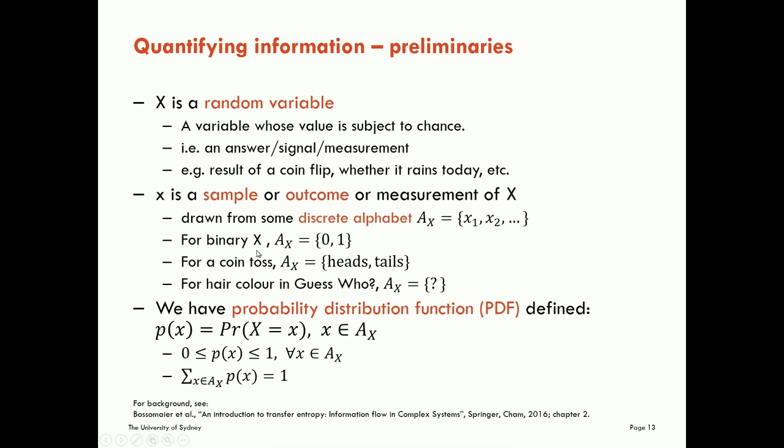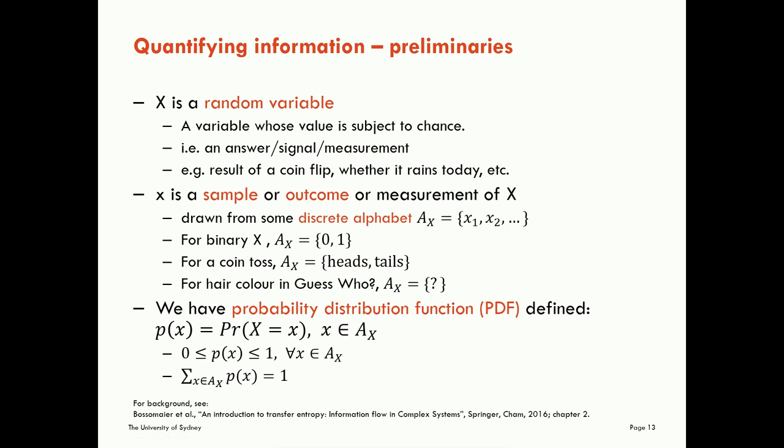For example, for a binary x, our set of realizations could be zeros or ones. For a coin toss, we can represent this as heads or tails. For hair color in Guess Who, what would that be? It would be the set of blonde, brown, black, grey, and red. I think, from memory, those are the 5 possible hair colors in Guess Who.